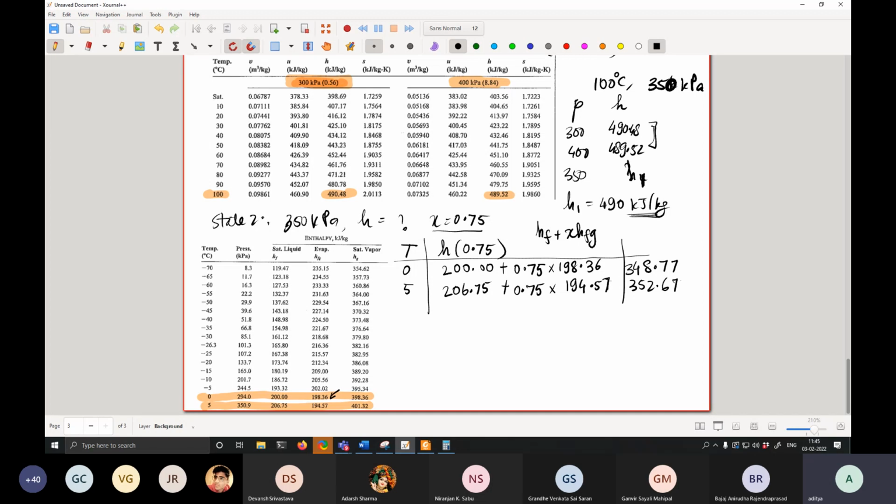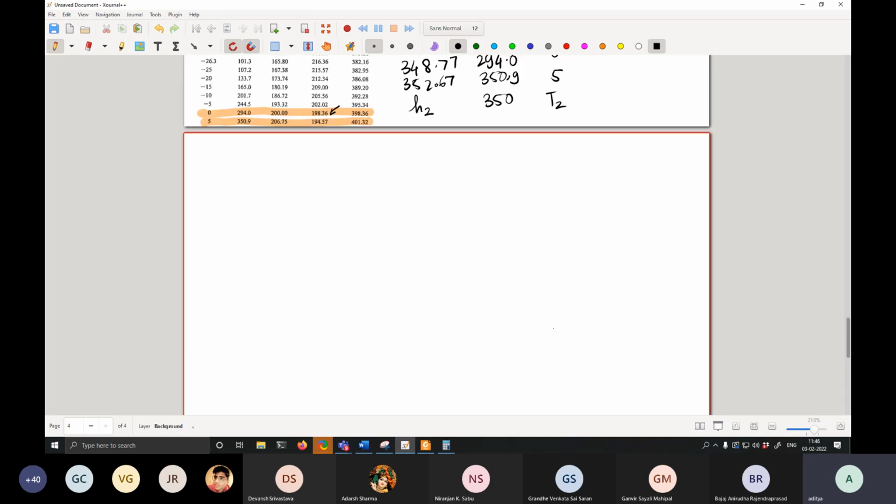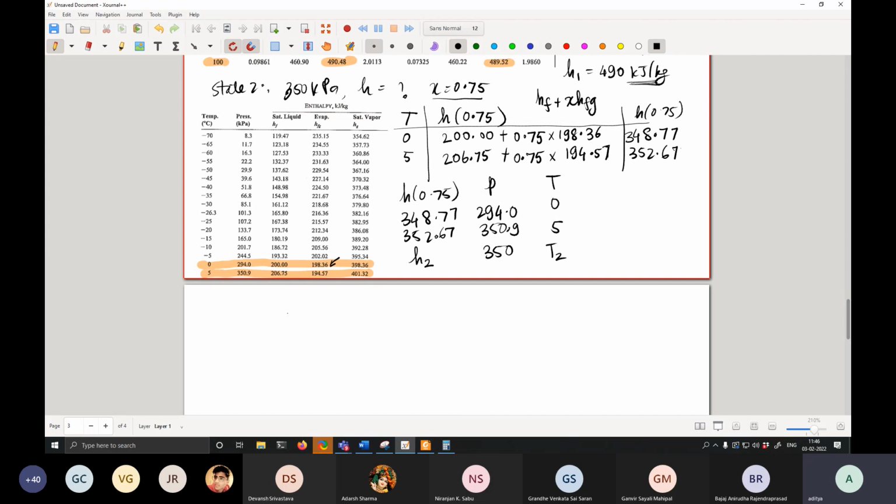Let me also add. Okay, let me write it this way. H0.75 is this. So we have h0.75, 348.77, 352.67, pressure 294.0, 350.9, temperature 0, 5, and we require the pressure to be 350. So corresponding to this will be h2, this will be T2. So let's do the calculation. How will we do it? We can do linear interpolation.